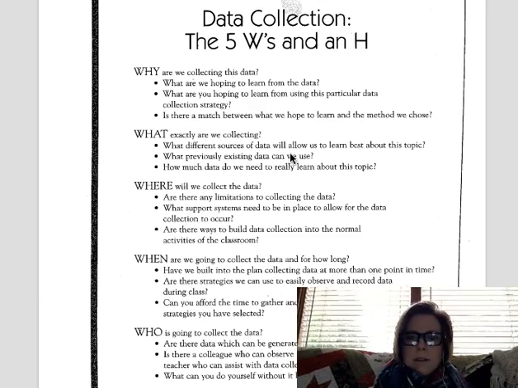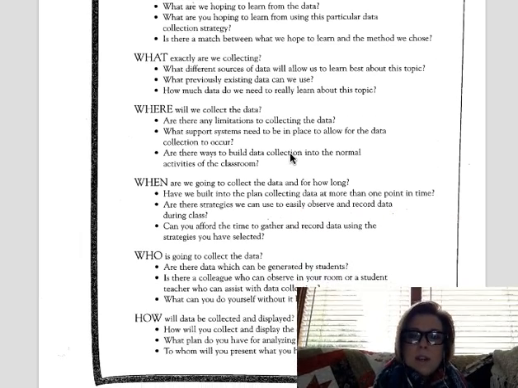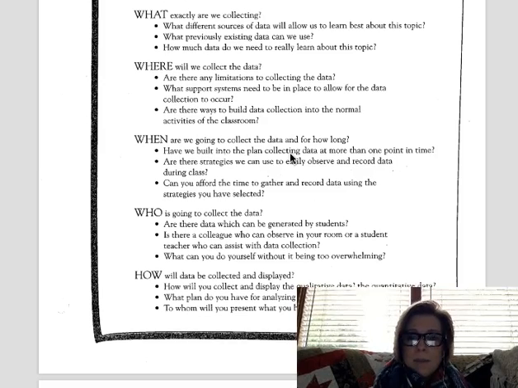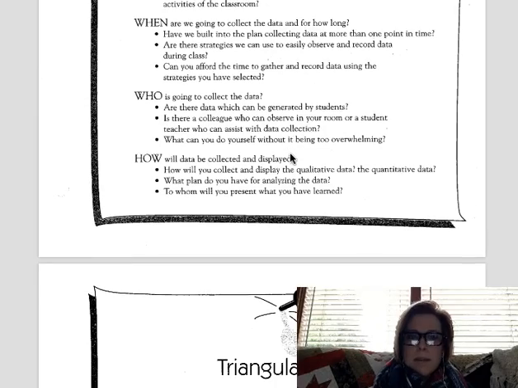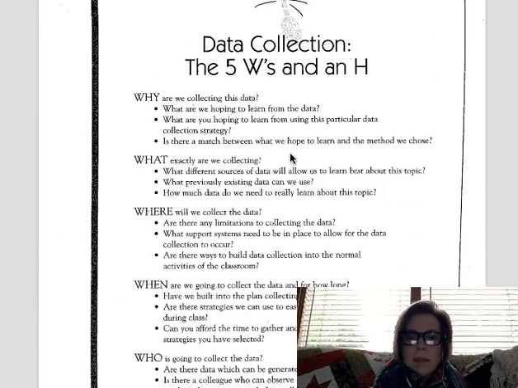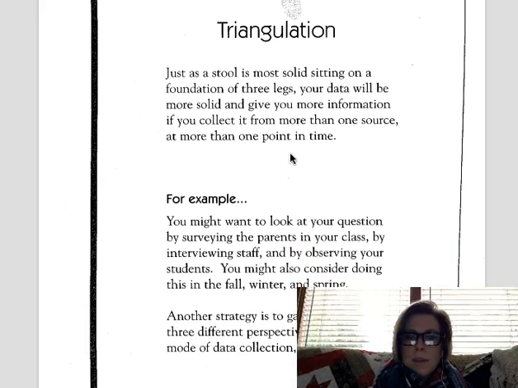And your data collection, we're really going to write about why we're collecting the data, even though it may seem redundant at this point, but why we're writing about it. What are we collecting? Where are we collecting the data? So what's the environment? Even though you may have laid that out in the introduction, it's good to include it again, even though it seems redundant. When you're collecting data, how long, the timeline, who's going to be collecting the data, and how will the data be collected and displayed. So those are the things to be thinking about this week as we develop the data collection plan. Triangulation, we talked about last week, the 3 legs of the stool.